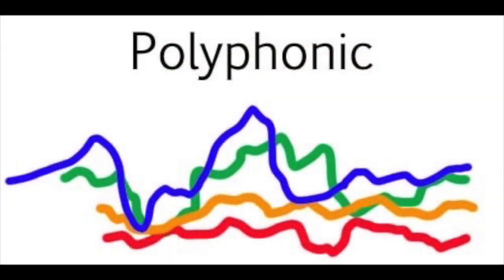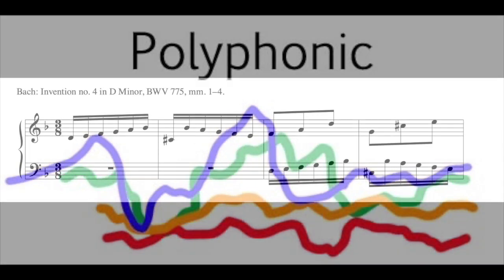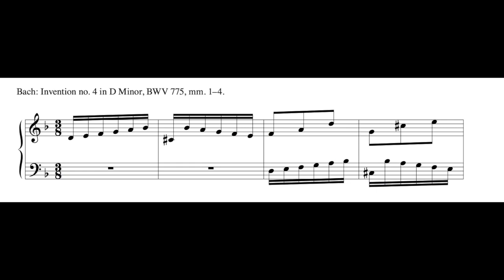As we listened, the two lines were contrasting in their character. But in some of the inventions composed by Bach, for example, number 4 in D minor, the lines are similar to each other.